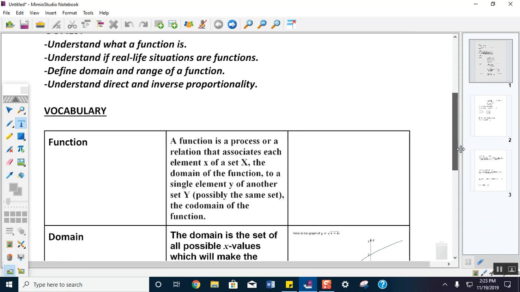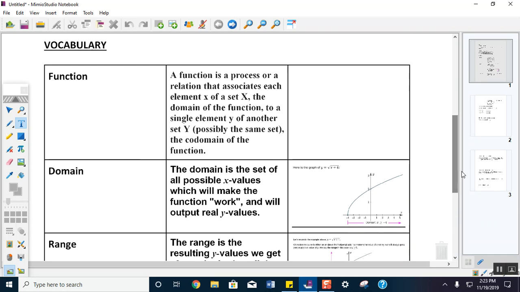I like to start out each lesson by making sure we understand the vocabulary we're going to be using throughout the section. The first one here is function. Volunteer to read that for me? A function is a process or relation that associates each element x of a set X, the domain of the function, to a single element y of another set Y, possibly the same set. The codomain. Codomain, yep.